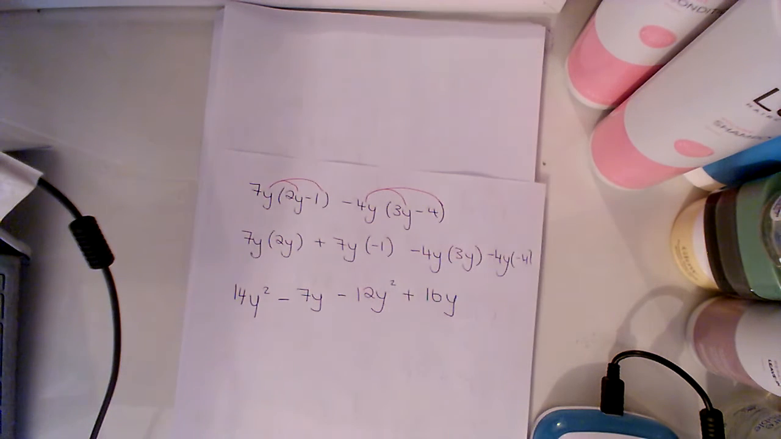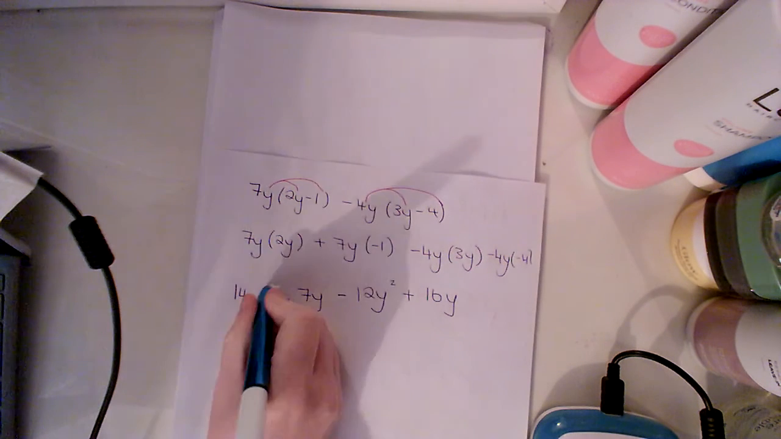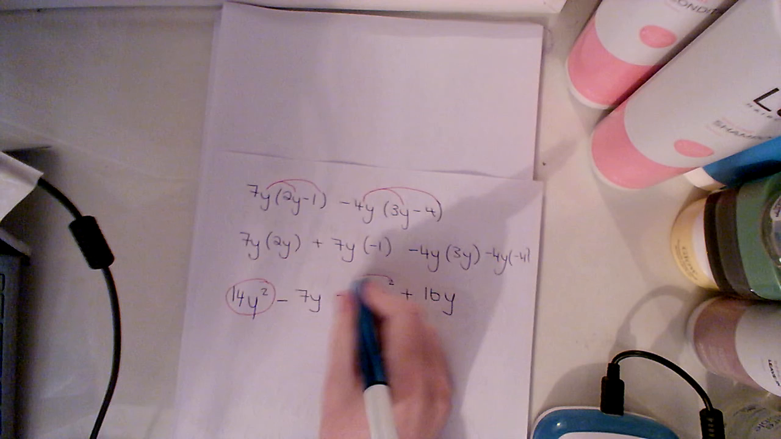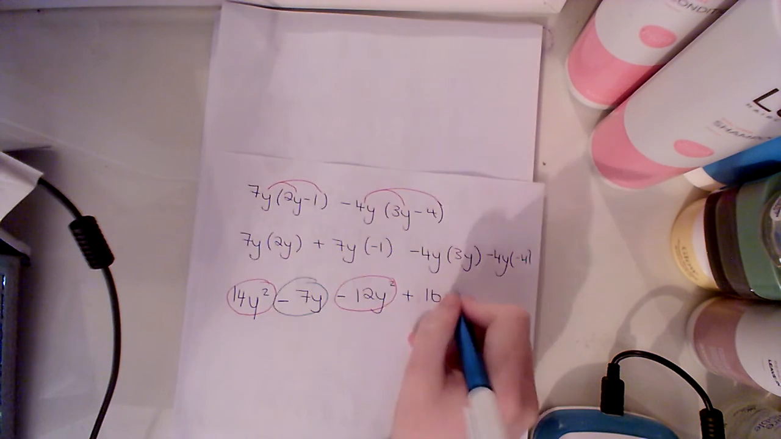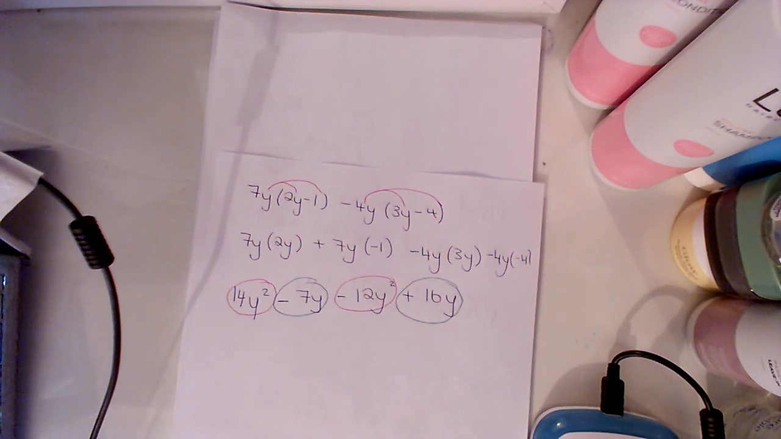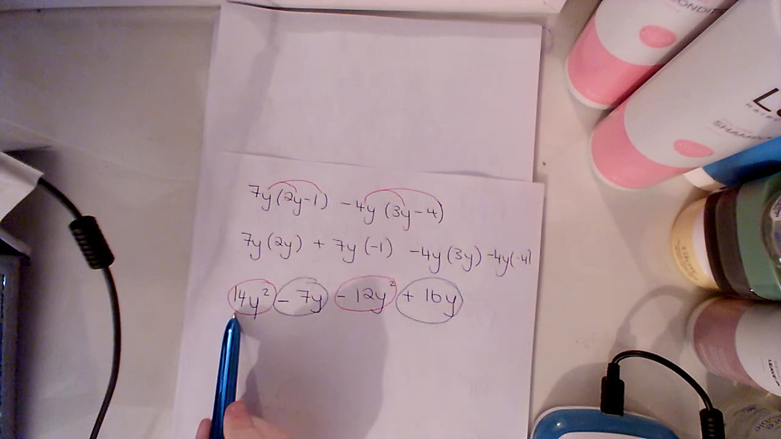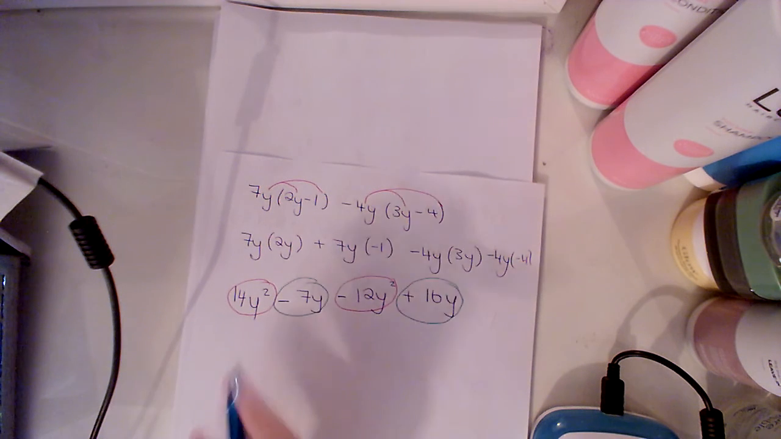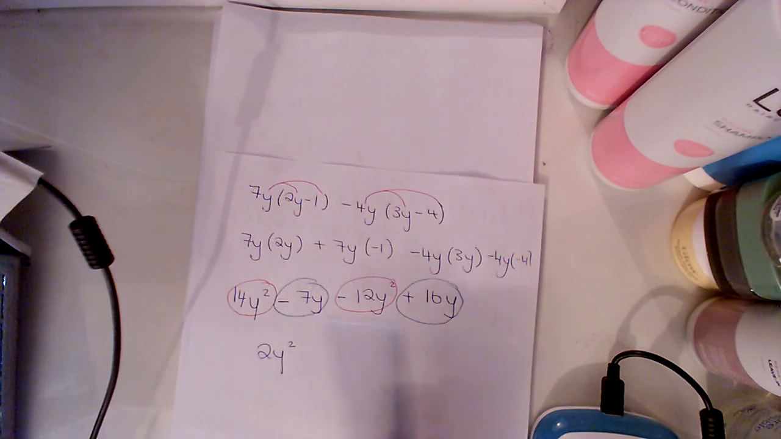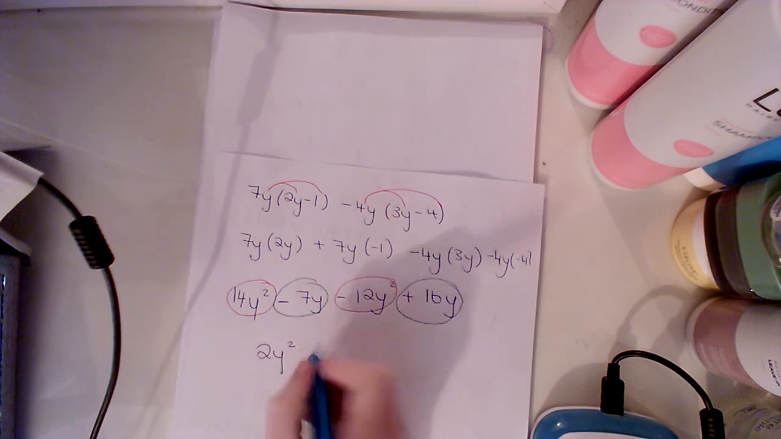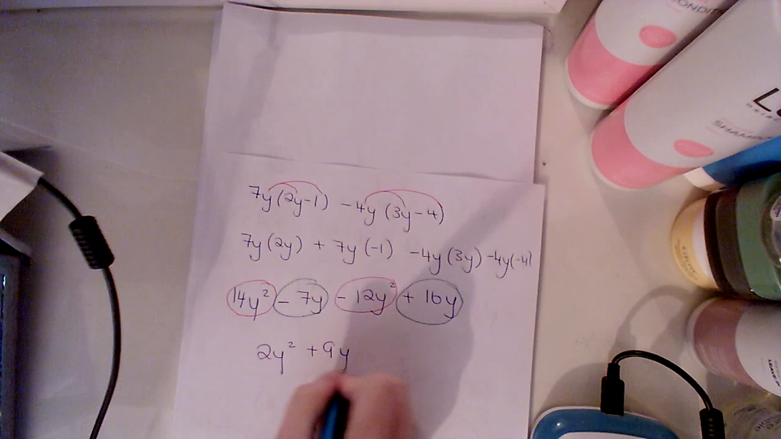Now I just need to tidy it up, so I have 14y squared minus 12y squared. I circle my y's, minus 7y plus 16y. So then I have 14y squared minus 12y squared, that's 2y squared, minus 7y plus 16y is plus 9y.